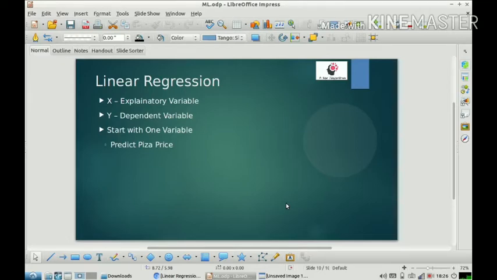Okay, so in today's lesson, we are going to learn what is linear regression. Linear regression is the algorithm which is used for regression. So what are the regression problems? Let us first understand. In a regression problem, we try to predict, you know, a continuous variable.